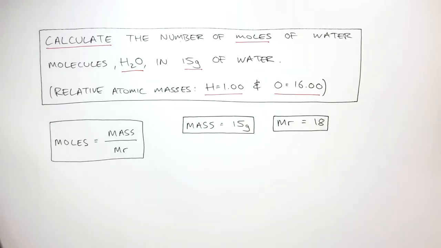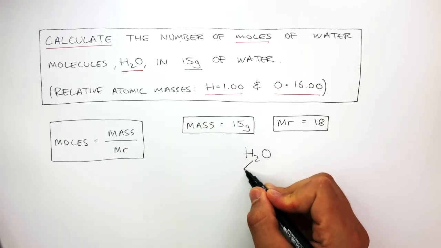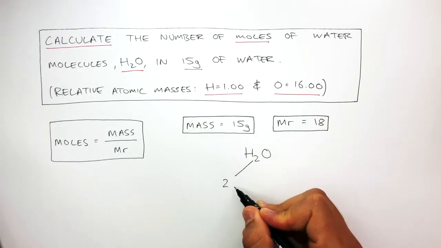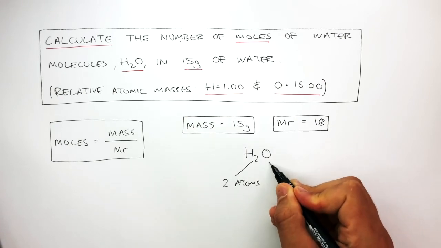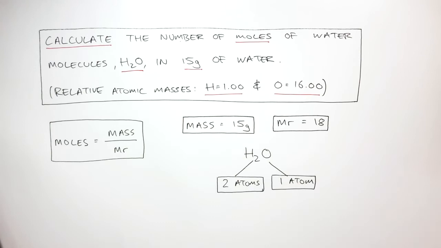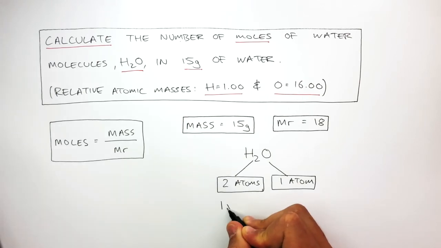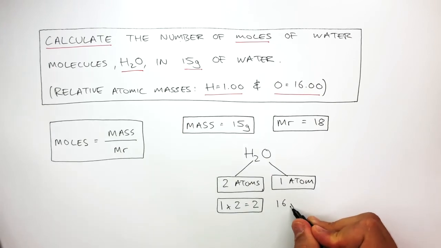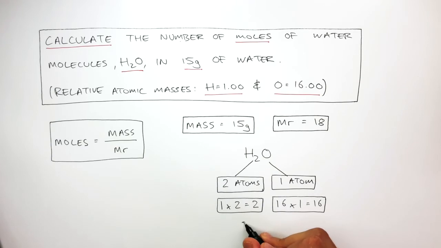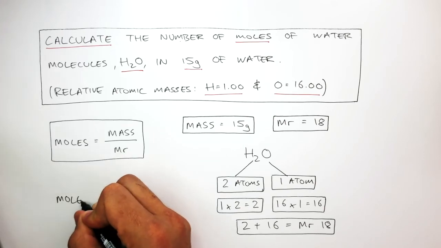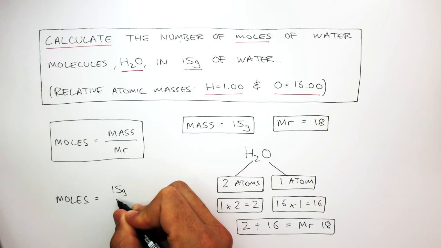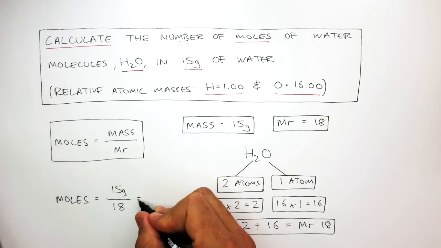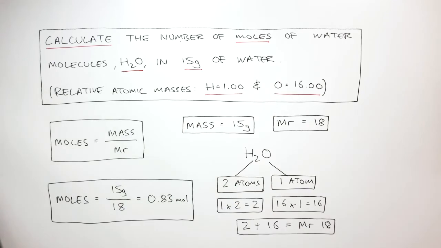I know this because when we look at the H2O molecule, we can see the 2 after the H means there are 2 hydrogen atoms, and the O by itself means there's 1 oxygen atom. So the AR of 1 times 2 equals 2, and the AR of 16 times 1 equals 16. So 2 plus 16 equals an MR of 18. We then input this data into the equation, where moles equals 15 grams divided by 18 equals 0.83 mole.